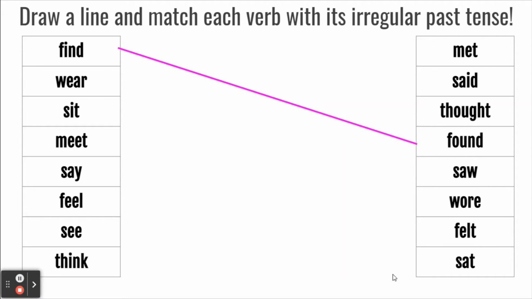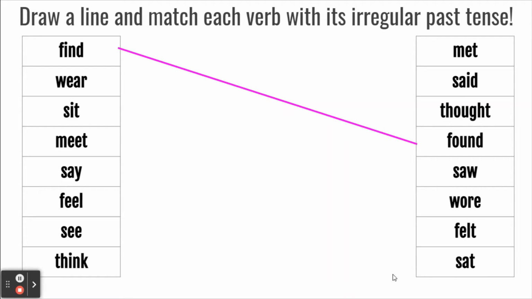That's an example: find, found, right? Let's say find, found. Again, just pause the video and see if you can match the present tense of these irregular verbs to their past tense. I'm going to read them for pronunciation's sake, and I would love for you to repeat after me. Okay, so: find, wear, sit, meet, say, feel, see, think. That is the present tense column.